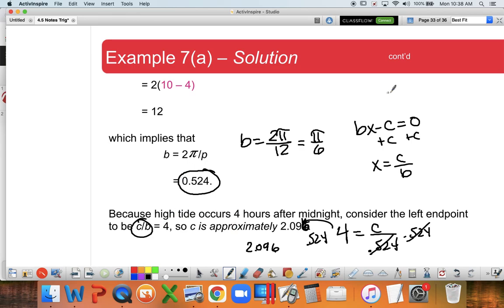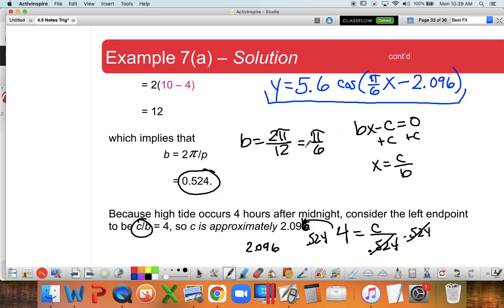So let's go ahead and write out our cosine curve as we know it right now. We have y equals, now let's remember what's our amplitude value, 5.6 cosine. And I think I'm going to use pi over 6 as my b value. So pi over 6 x, or t, I know they're using t, minus 2.096. So here is the equation that models it so far.